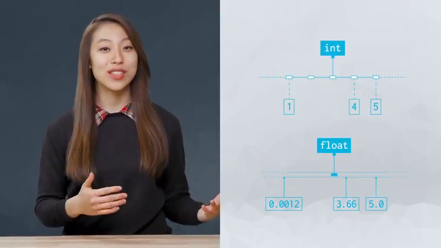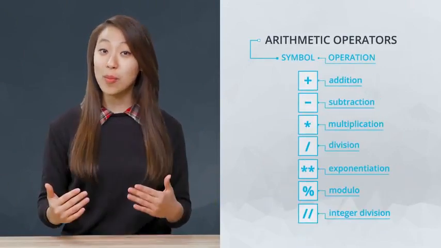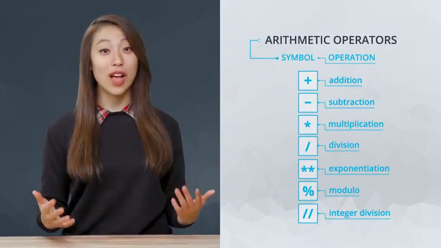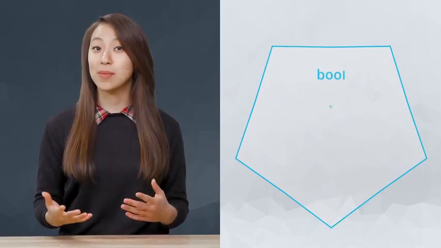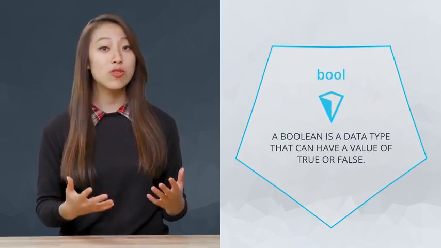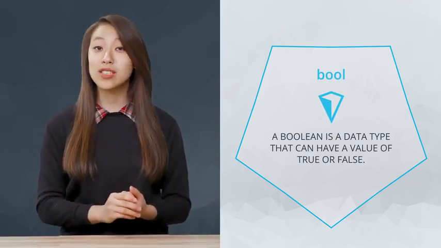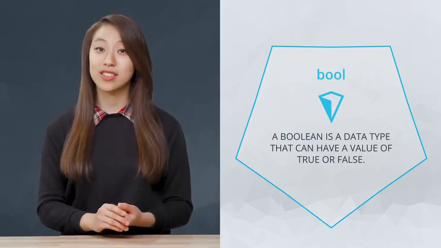We've seen two kinds of Python data types so far, ints and floats, and we've used arithmetic operators like addition and exponentiation to work with these values. Another type is bool, which is used to represent the values true and false. Bool is an abbreviation of Boolean.